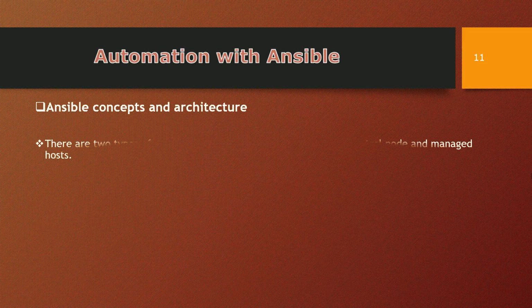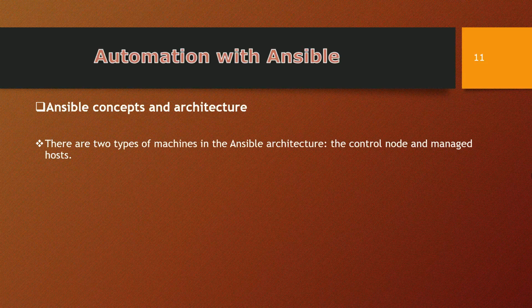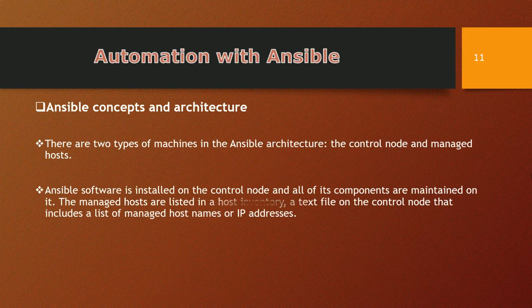Ansible concepts. So the concept is very easy. There are two types of machines in Ansible architecture. One is the control node and another one is your managed host. If I say control node, what does it mean? It means there would be one server on which you are going to install the Ansible software, from where you are going to manage all your clients. So that would be your control node. If I say control node, you need to understand that is your Ansible server. So Ansible software is installed on the control node and all of its components are maintained on it.